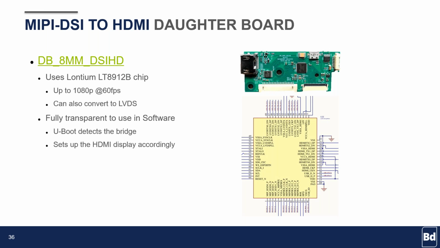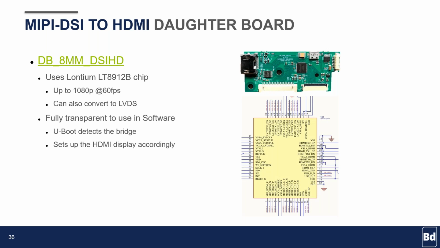The next daughterboard is about the other way around. If you want to connect an HDMI display to the Nitrogen8M Mini, as we've seen, the i.MX 8M Mini processor has a MIPI DSI output. So once again, we're going to use a bridge that's going to be converting the MIPI DSI signals into HDMI. And once again, it supports up to 1080p at 60 FPS.